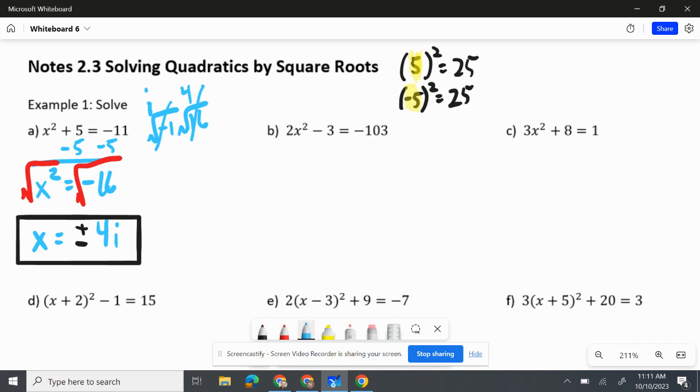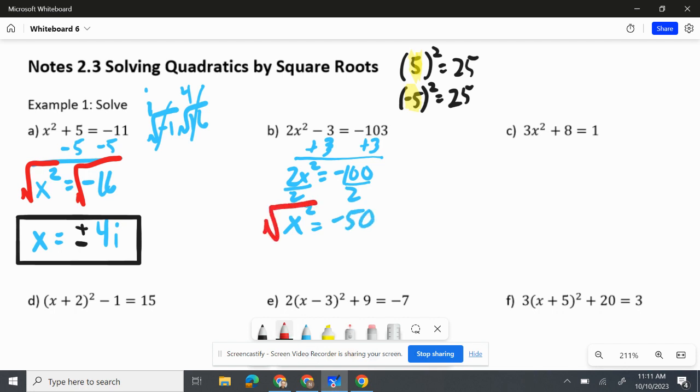Now for the second one, we're going to do the same thing. We're going to add the 3 first. That gives us 2x squared is equal to negative 100. We divide by 2, and that gives us x squared is equal to negative 50. Now we're going to take the square root, and once again, the reason we're taking the square root is because the opposite operation of squaring is a square root. So we're able to get the x by itself.